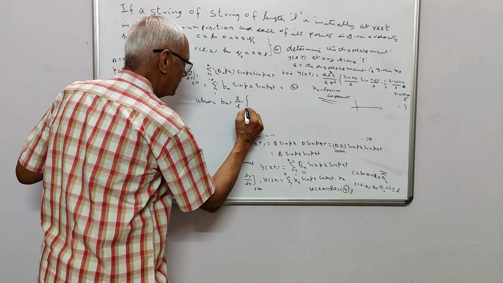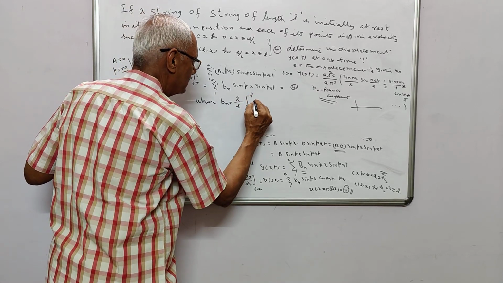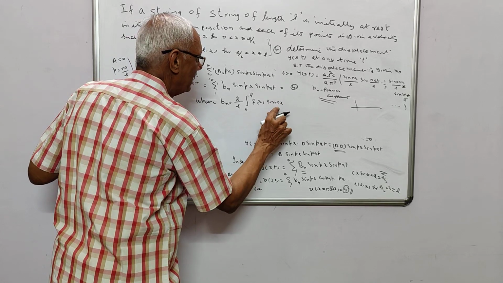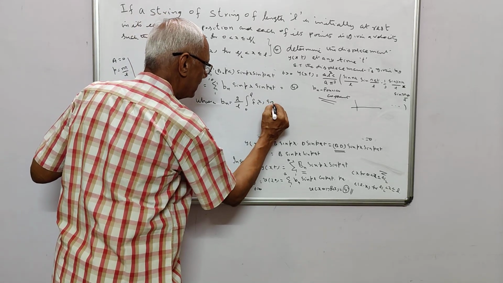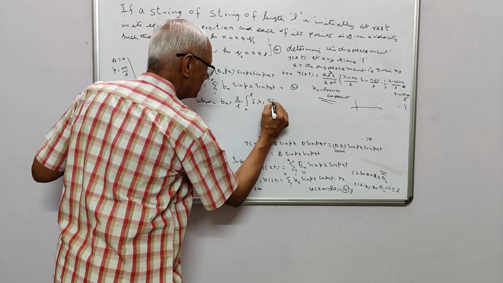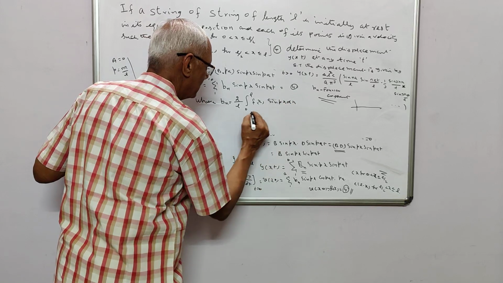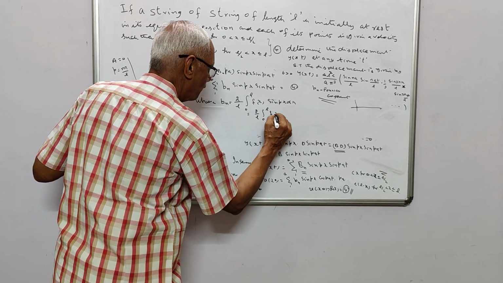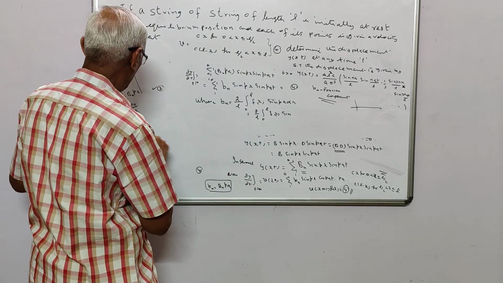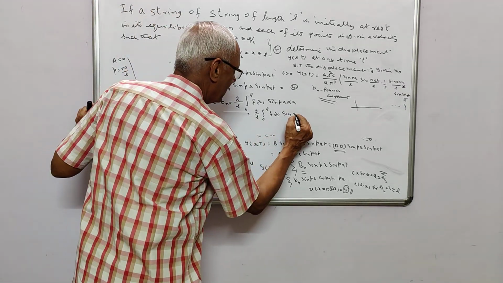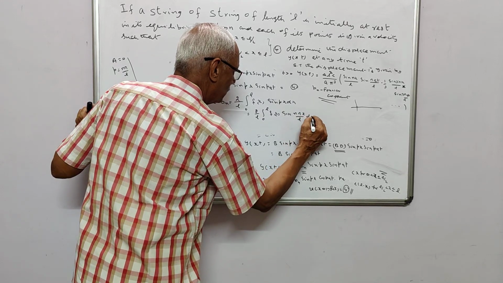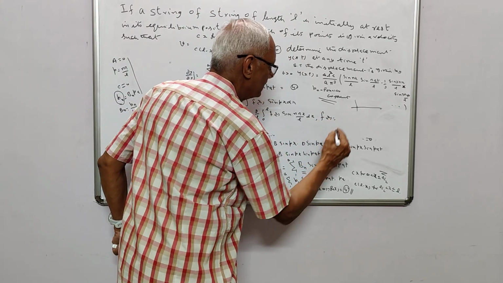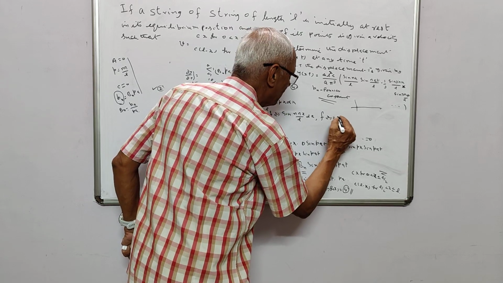2 by L, integral from 0 to L, f of x into sine px dx. That is nothing but 2 by L into the integral from 0 to L of f of x into sine n pi x by L dx, since P is n pi by L. And you see that this f of x is nothing but your velocity function, your v.